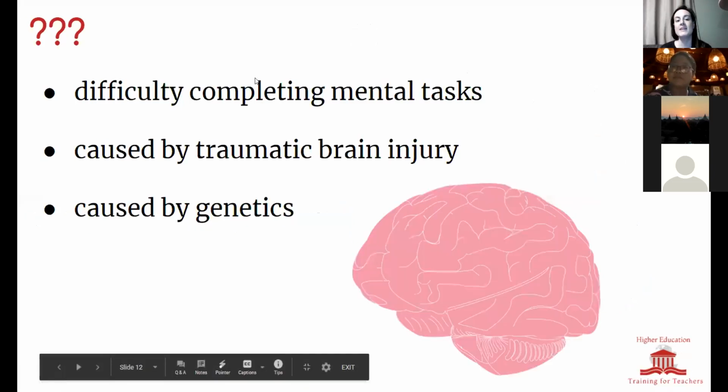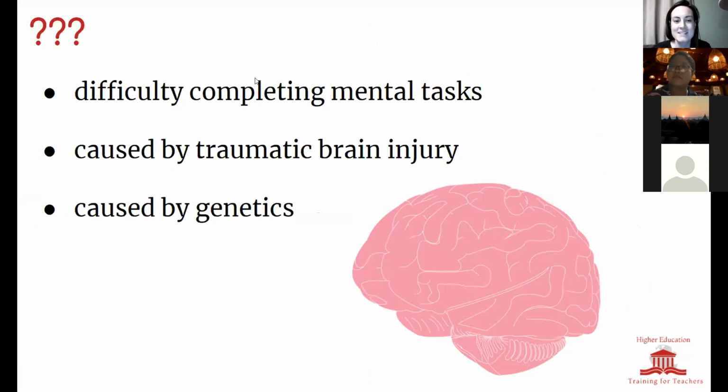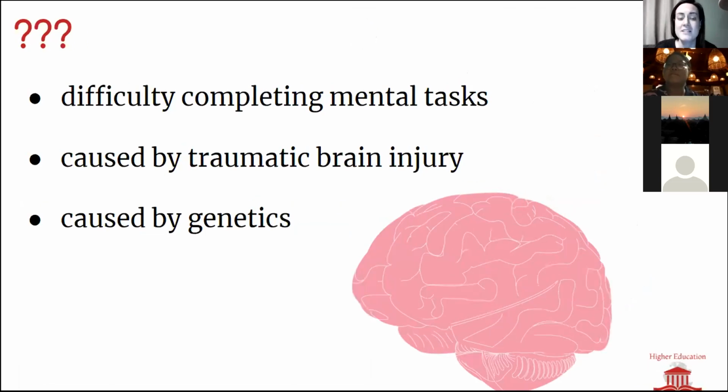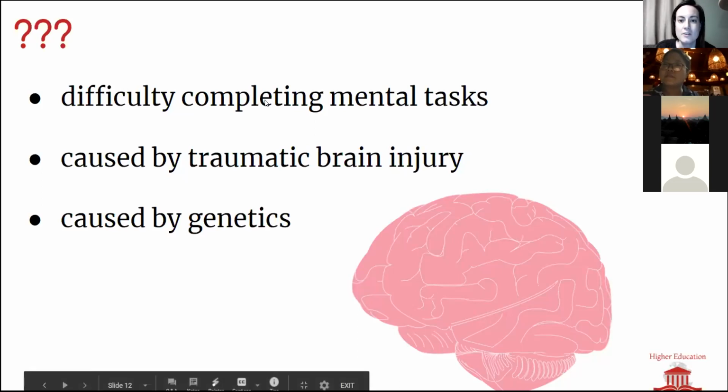How about if someone has a difficult time completing mental tasks, and it's caused by a traumatic brain injury, or by genetics, like something has happened to their brain? An example might be Down syndrome. Autism? So what kind of disability is this? Mental. Cognitive. Yeah. Down syndrome, cognitive.